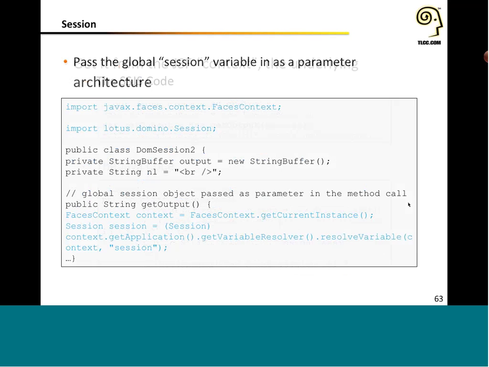The second way to do that is to get it from the JSF context. And you can basically pull anything out of the underlying architecture. To do that, we're actually going to implement the faces context. We still import the Lotus Domino session. This time, though, when we call the method, we don't actually have to pass the session object because we're actually going to get that from the current instance. So we say faces current instance, session, equals session.